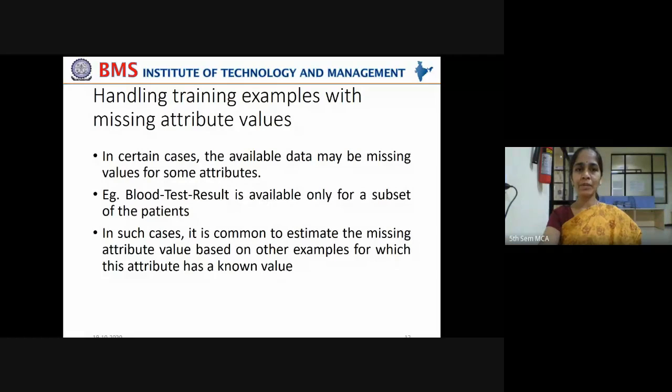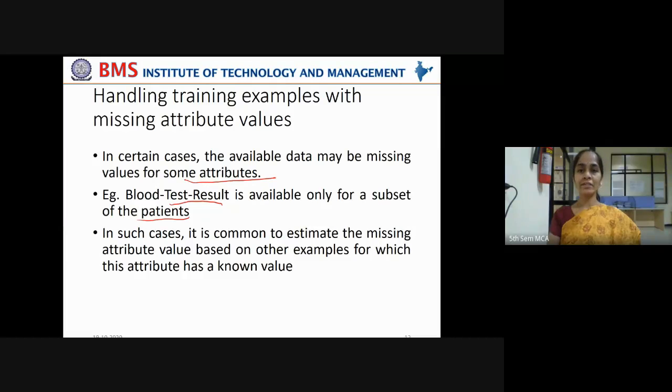Handling training examples with missing attribute values. If there are missing attribute values, how to handle that scenario? In certain cases, the available data may be missing values for some attributes. Say, blood test result is available only for a subset of patients. For other patients, blood test results are not available. They haven't done the blood test, so they can't report those results. In that case, that attribute will be empty for them.